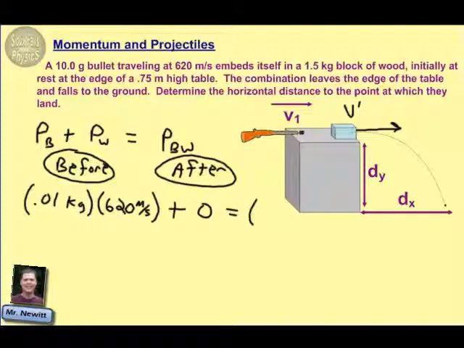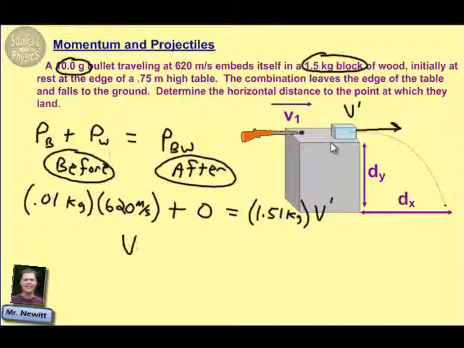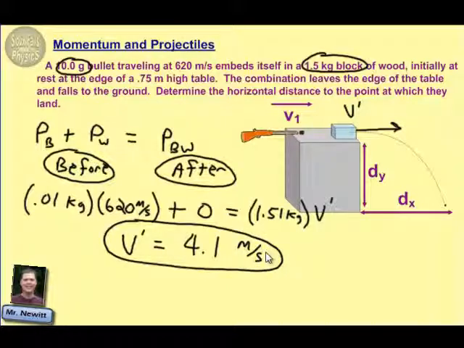Well, the mass combination of this is 1.51 kilograms. That's the combination of the block of wood, which is 1.5 kilograms, and the bullet, which was 10 grams, multiplied by what we were calling V prime, the velocity of the two stuck together. So I can easily solve this for V prime now, and I get a velocity of 4.1 meters per second. Now, that's the velocity that the block of wood has as it leaves the table. Again, it will be purely in the horizontal or the x direction.